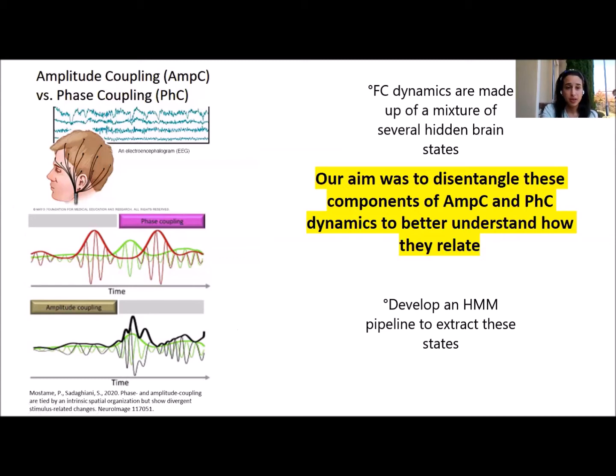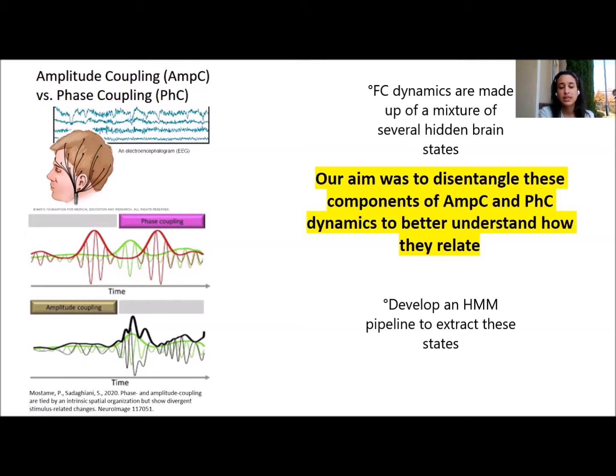Phase coupling and amplitude coupling are two important brain connectivity measures used when analyzing electrophysiological data, that is, fast oscillatory signals. Phase coupling quantifies the similarity between the rhythms of signals over time, that is, how in synchrony their phases are, while amplitude coupling measures the strength of those signals over time, not necessarily in sync.